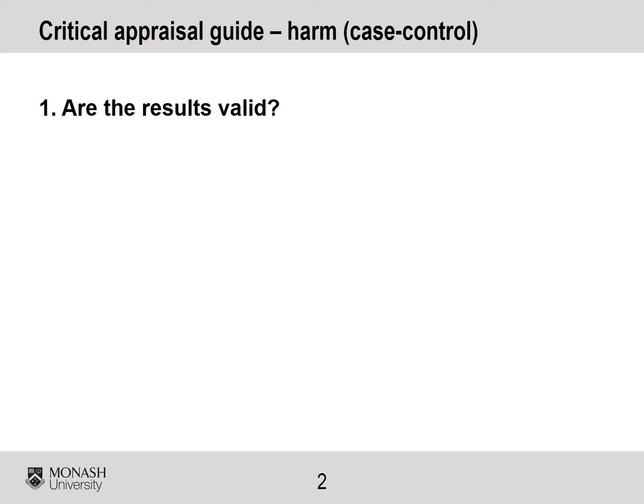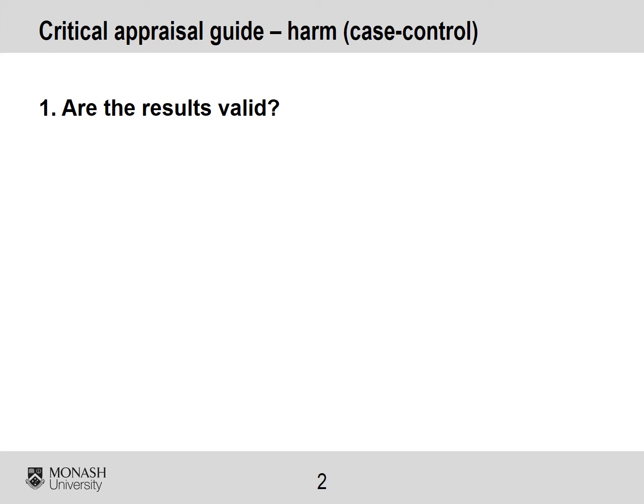Of course, this is a bit of a redundant question given the fact that case control studies are all retrospective, so you're not going to have any dropouts or attrition bias in case control studies. What I'll do is run through the main sections of the critical appraisal guide. Like I said, very similar to the RCT cohort study appraisal guide for questions around harm.